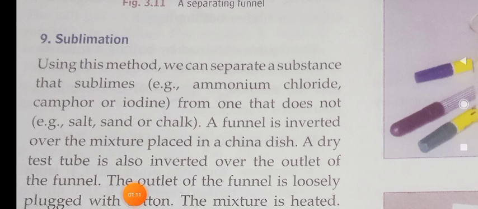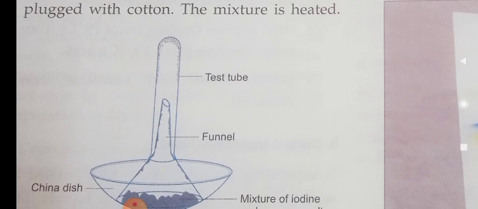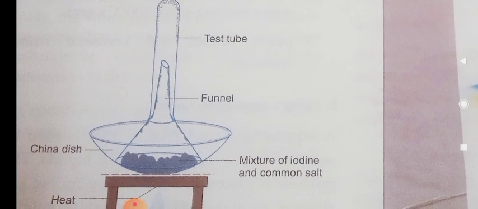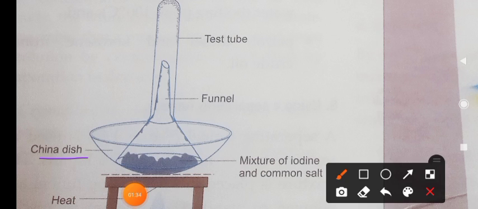The next method is sublimation. I hope you know the method of sublimation, right? Sublimation is the change of state from solid state directly into gaseous state without converting into liquid state. Here, this is the setup for sublimation. A china dish is taken, and the mixture of iodine and common salt is kept in the china dish, and it is covered with a funnel.